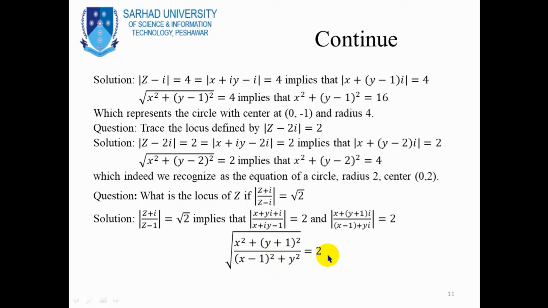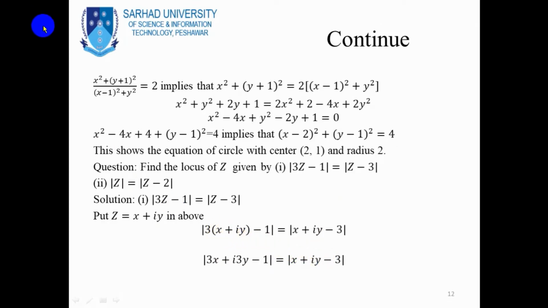Now taking square on both sides, we obtain x square plus (y plus 1) whole square divided by (x minus 1) whole square plus y square, which is equal to 2. And this implies, by cross multiplication, x square plus (y plus 1) whole square is equal to 2 into ((x minus 1) whole square plus y square). So x square plus y square plus 2y plus 1 is equal to 2x square plus 2 minus 4x plus 2y square. So x square minus 4x plus y square minus 2y plus 1 is equal to 0.